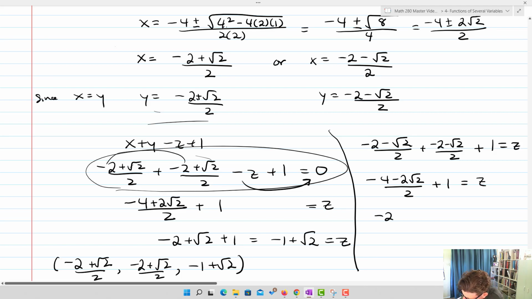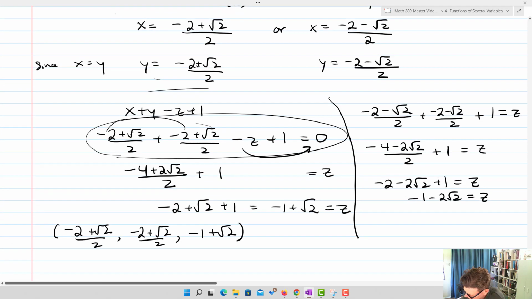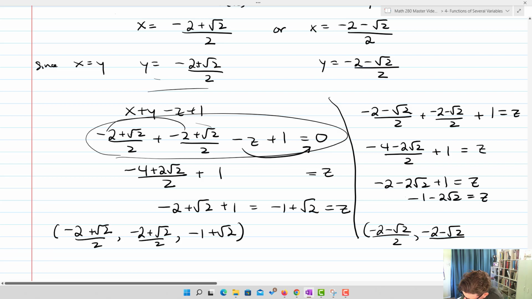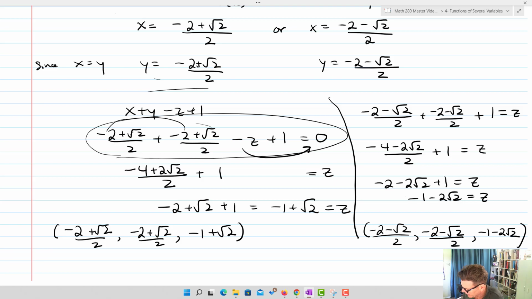So we get negative 2 minus 2 root 2 plus 1 equals z. So this is now negative 1 minus 2 root 2 equals z. And that gives me my second triple. My second triple is, excuse me, x is negative 2 minus root 2 over 2, y is negative 2 minus root 2 over 2, and then we have negative 1 minus 2 root 2, and that is my second triple.